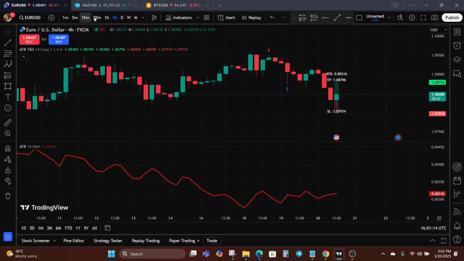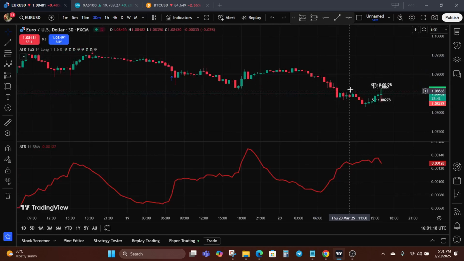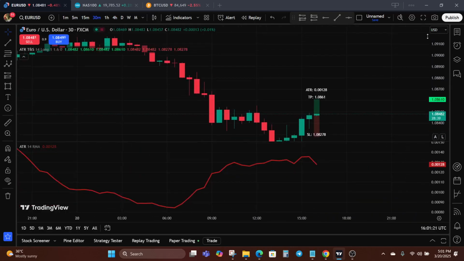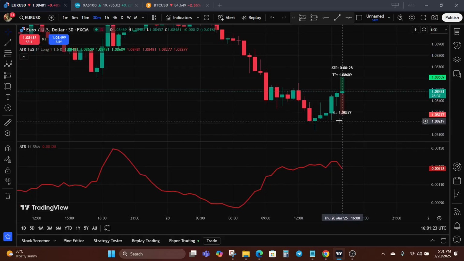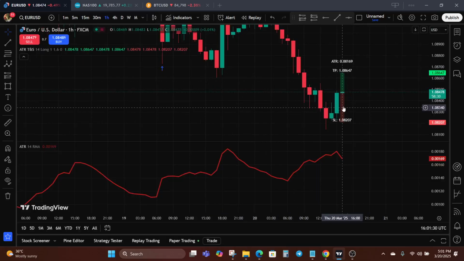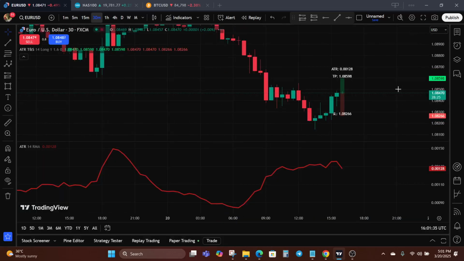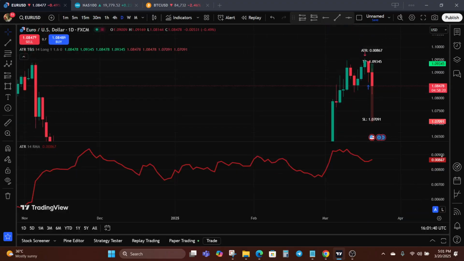All right, now if you go to different time frames, you're going to notice that this indicator also adapts to different time frames. You can see the SL is 0.08277, take profit 0.08609. You can see that it has changed based on the time frame and based on the ATR level identified on that time frame. Based on that ATR level, the indicator is going to give you signals for your take profit and your SL. That is the ATR TNS.